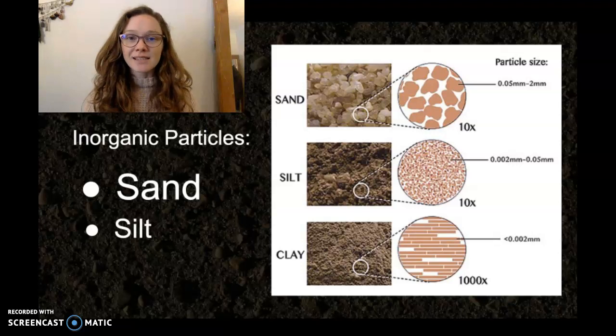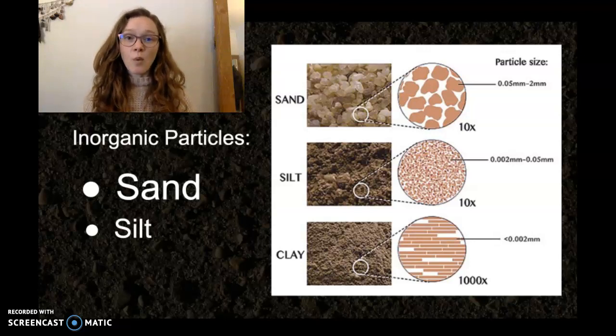Our next particle size is silt. Silt particles are smaller than sand and they pack together more tightly. So silt particles will actually retain some water and some nutrients that filters through them. It doesn't all pass through very quickly. So silt soils are pretty good for plants.